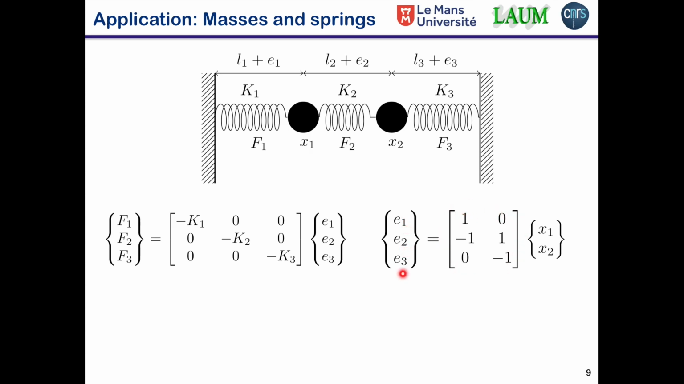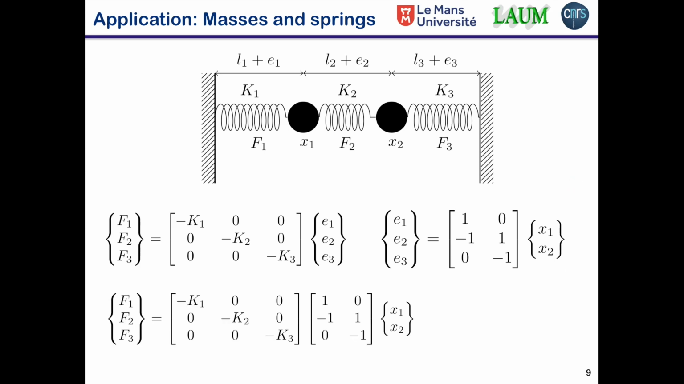And then this can be put in another matrix. So E1, E2, E3, three elongations, two displacements. My matrix has three lines and two columns. Here we see that the number of columns is equal to the number of components of X. And then if I want to obtain F1, F2, F3 as a function of X1, X2, I just have to make successively the two products, and then F1, F2, F3 is my first matrix multiplied by E1, E2, E3, and I replace it by this relation. And then here we have the multiplication of two matrices.